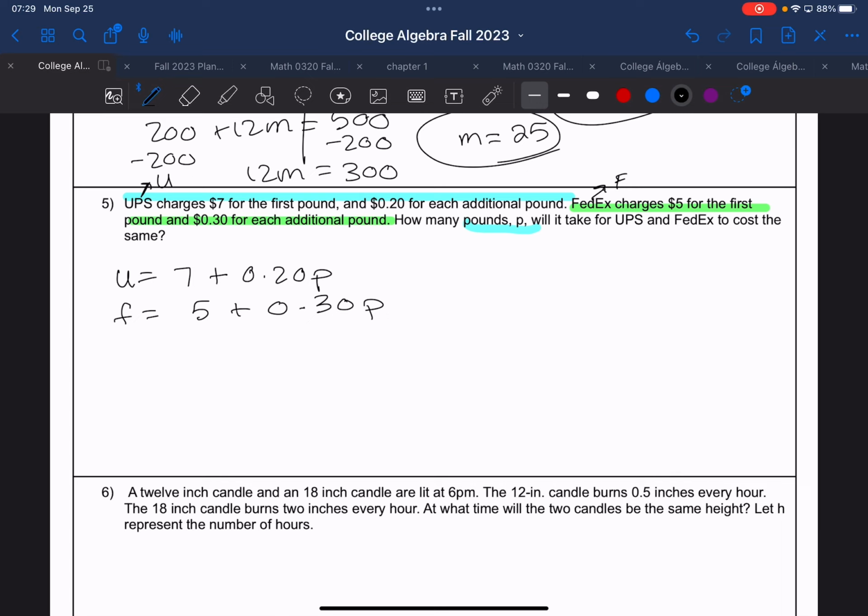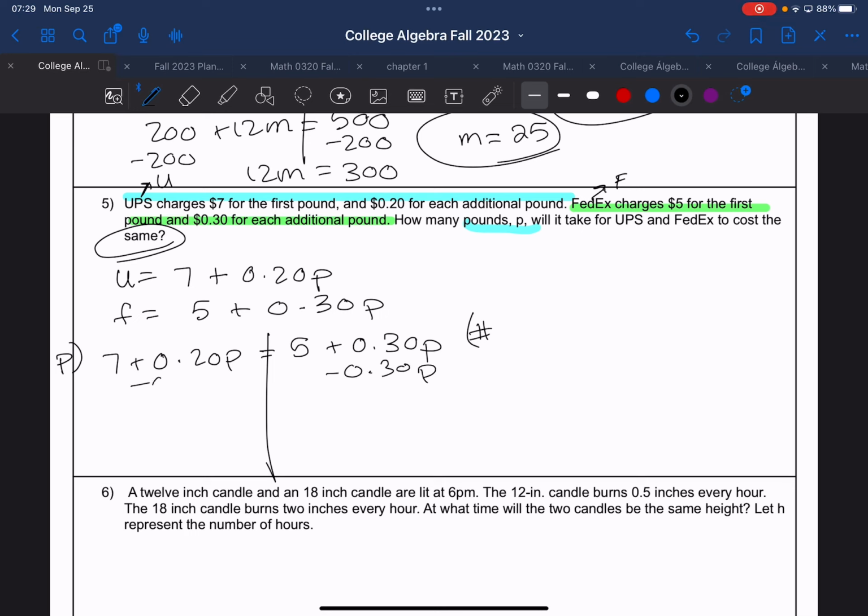And then what is it asking us to do in this problem? Equal, because it says same. Same, so set it equal to each other. So 7 plus 0.20 P is equal to 5 plus 0.30 P. I'm going to move my P's to the left and my numbers to the right. Okay, so subtracting that 0.30 P, I get 7 minus 0.10 P is equal to 5. Then I'm going to move my numbers over, so I'm going to subtract that 7. And I get negative 0.10 P is equal to negative 2.